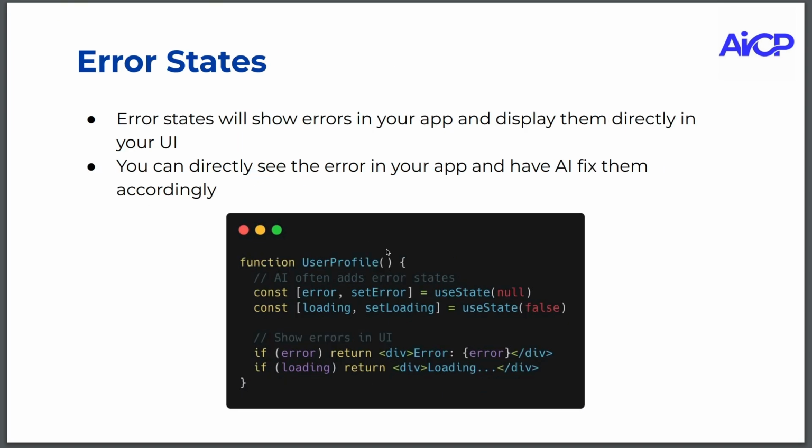So sometimes AI will implement error states. Like I mentioned, they will show errors in your app and display them directly in your UI. So you can directly see the error in your app and have AI fix them accordingly. So in our example here, we're adding error states, and then it's going to show the errors directly in the UI. So it'll say error, or if there's no error, it'll just say loading. So this is a way to actually see directly in your front end if something wrong is occurring.